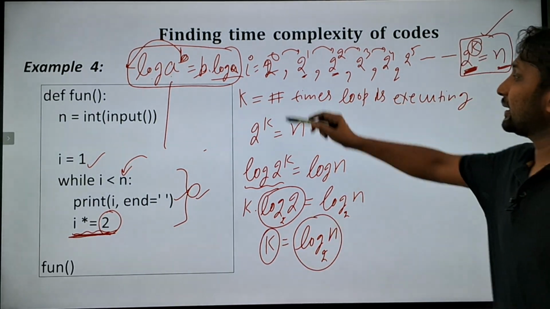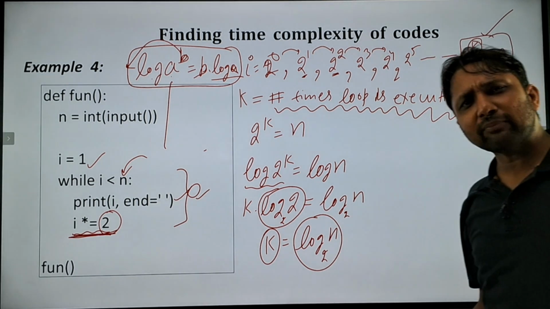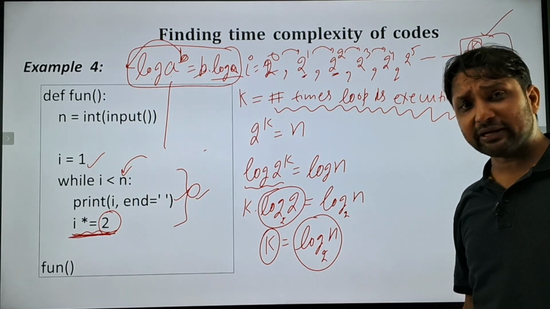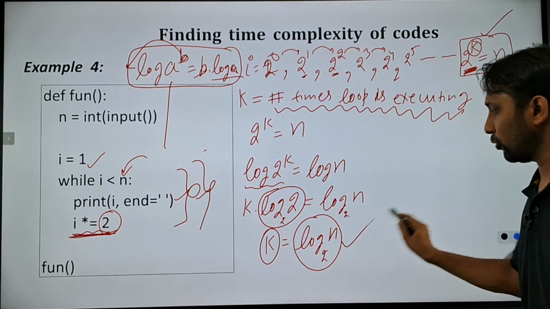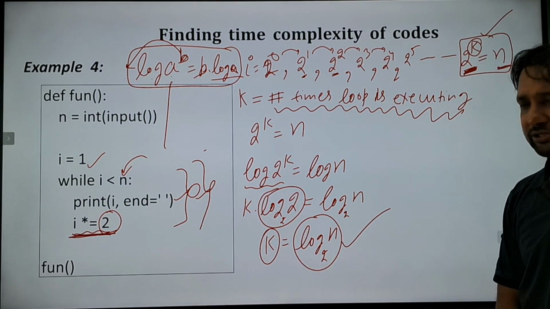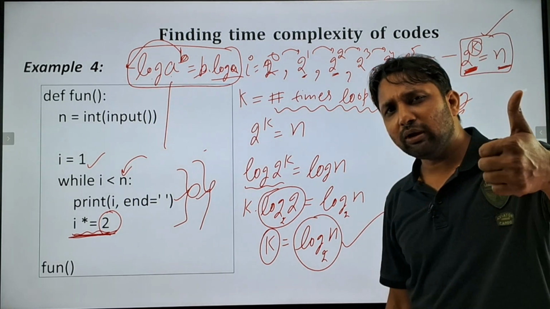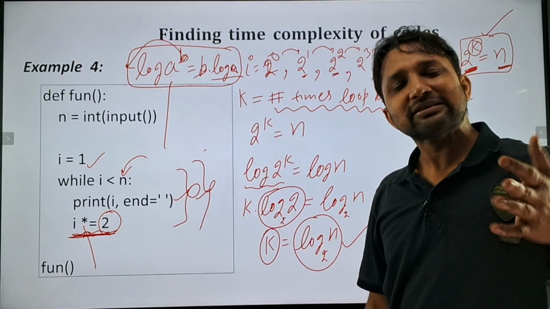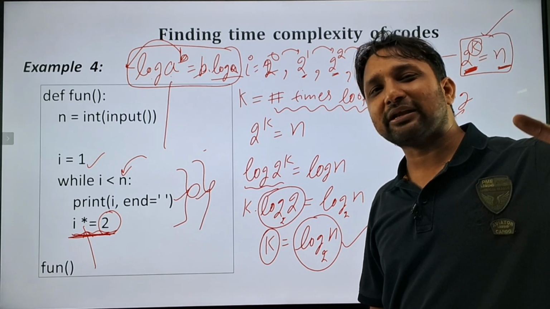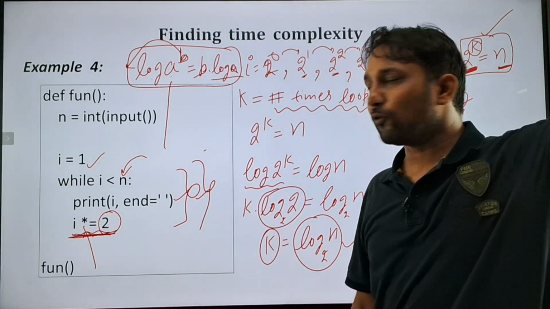And k tells how many times the loop is executing, and how many times the loop is executing is the time complexity. So the time complexity of this code is log n only. So this is a mathematical proof. If you're finding it difficult, go with the thumb rule: whenever you see multiply or divide, simply say that the loop is executing log n times.